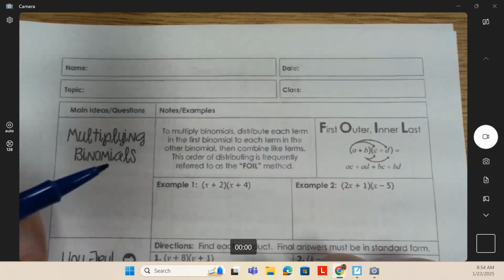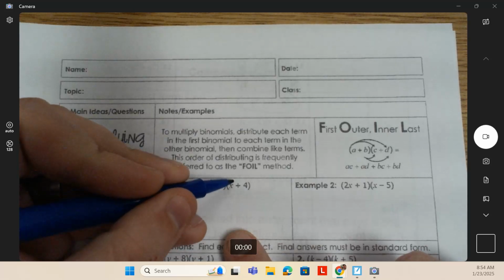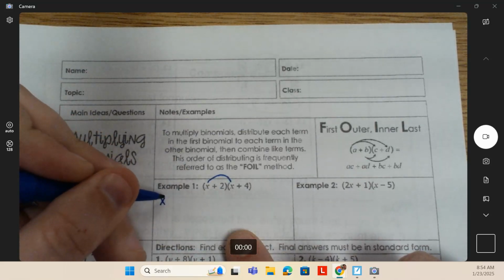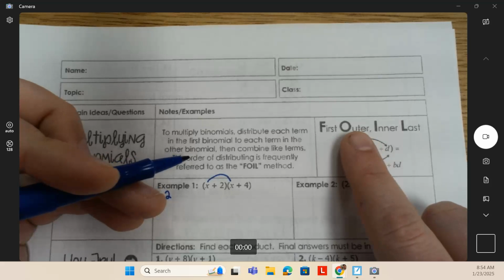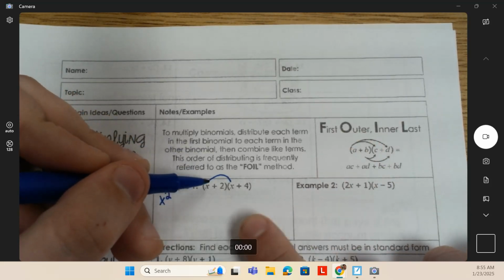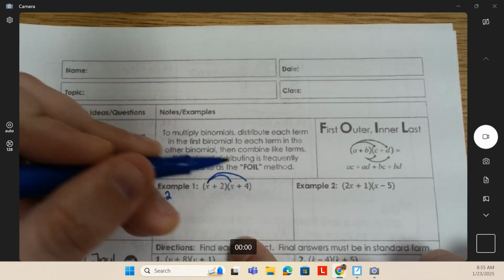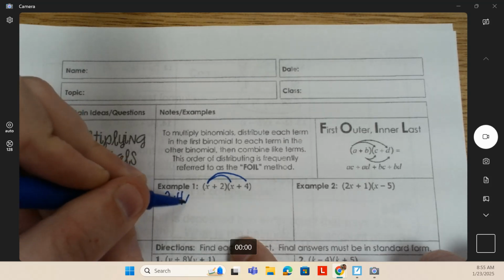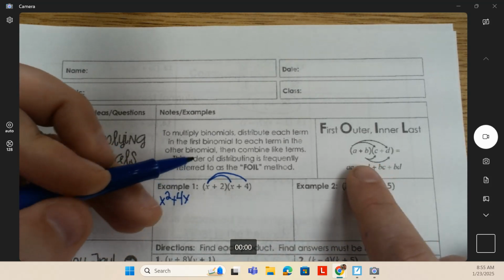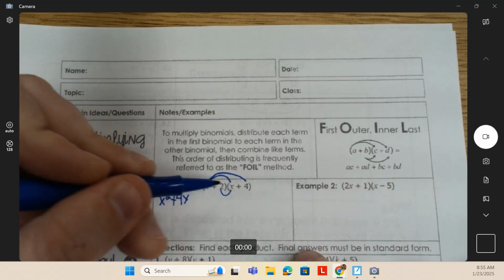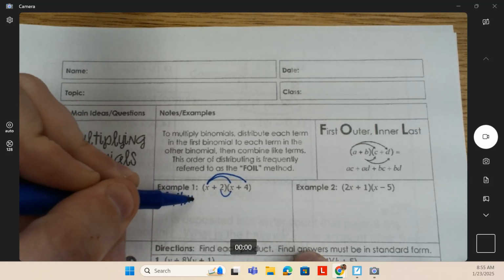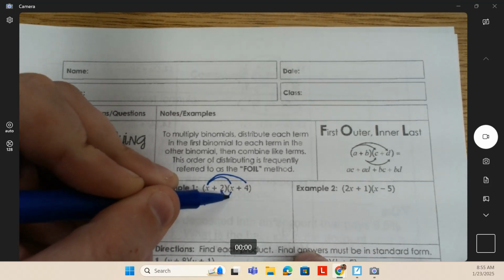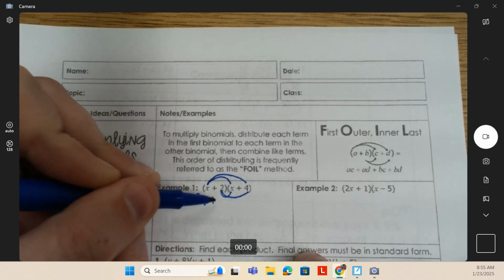So multiplying the first would be x times x, which gives me x squared. The outer numbers, which would be x times 4, would give me 4x. Then I multiply the inner numbers, so 2 and x, which would be 2x. And the last numbers, so the 2 and the 4, to give me 8.